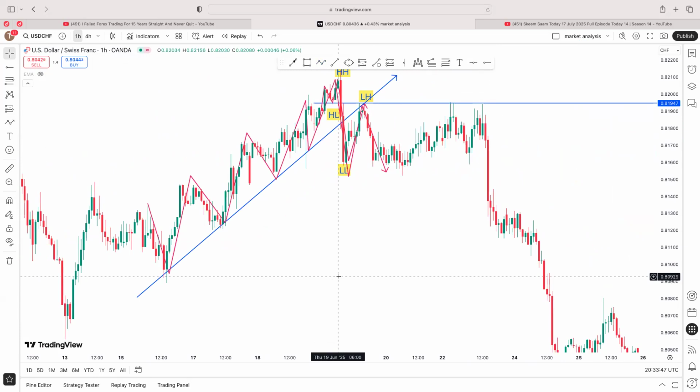Do you understand now? We have come to the end of our session. Tomorrow we are starting with how to identify a break of structure in all types of trend.